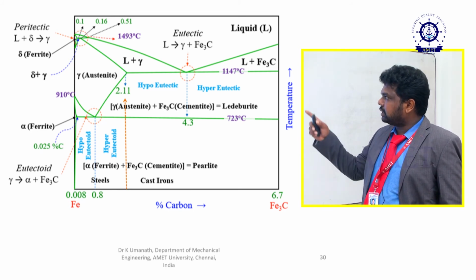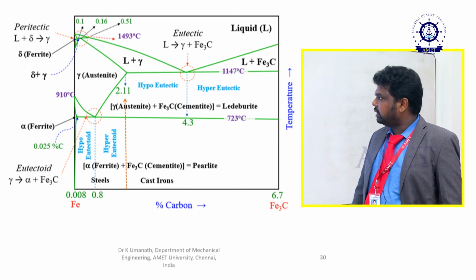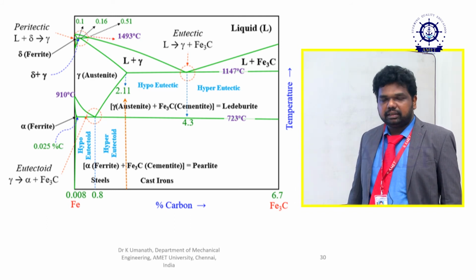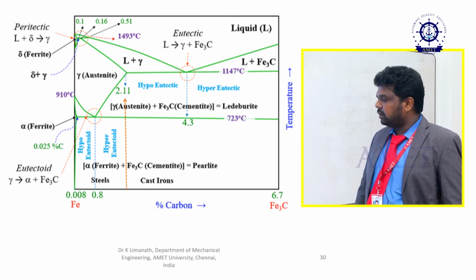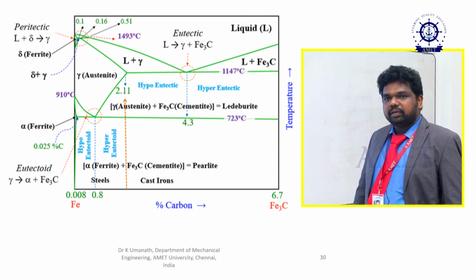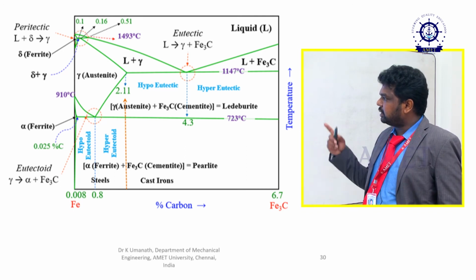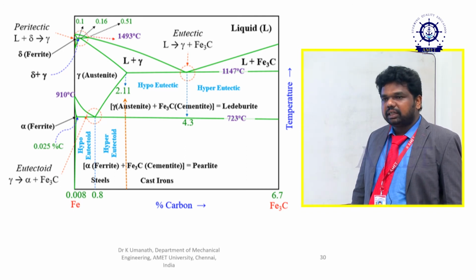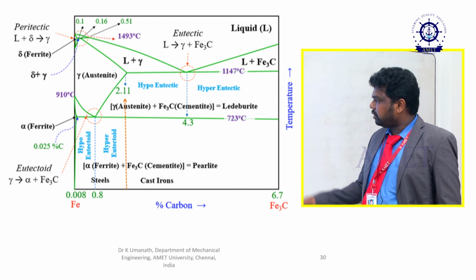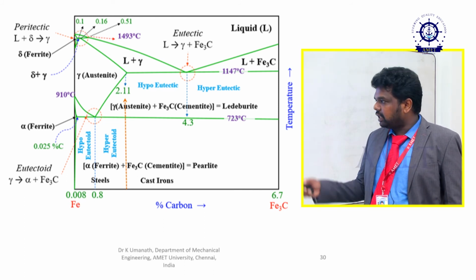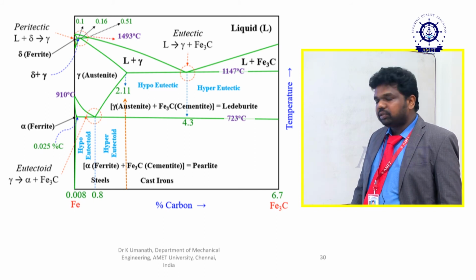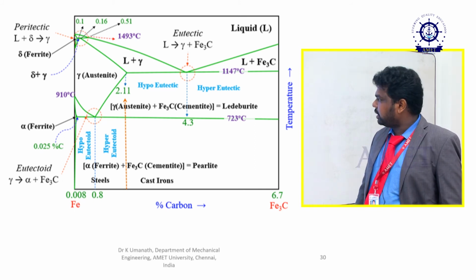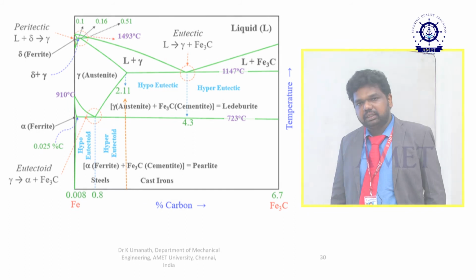So in this eutectoid reaction you will get the ledeburite structure. Ledeburite means it is transformed at this 4.3 percent of carbon. This structure is a combination of austenite and cementite. Then another structure is the pearlite structure. It is a combination of ferrite and cementite structure. It occurs at 0.8 percent of carbon and 720 degrees centigrade.